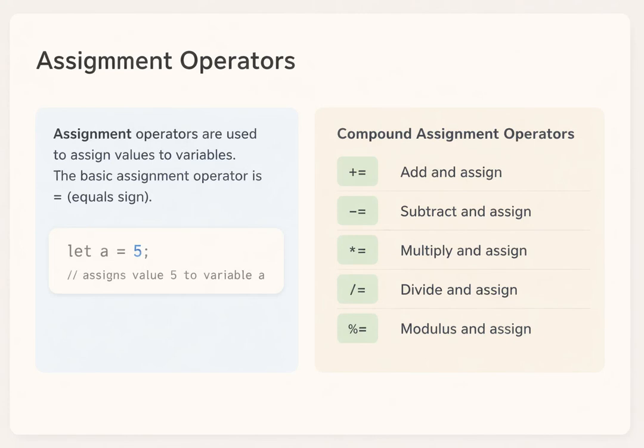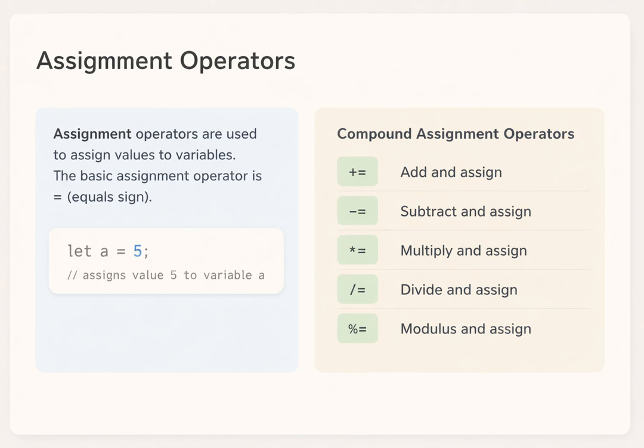The most basic one is the simple equal sign, which we've already seen. When you write let a equals 5, you're using the assignment operator to store the value 5 inside the variable a. But there's more to assignment operators than just the equal sign. There's a whole family of compound assignment operators: plus equals, minus equals, multiply equals, divide equals, and modulus equals.